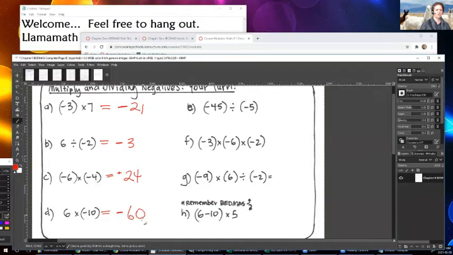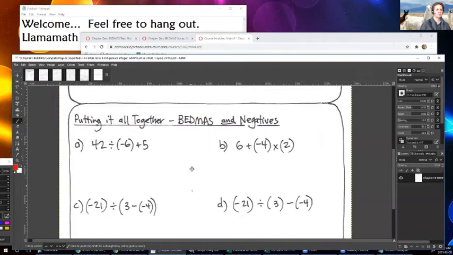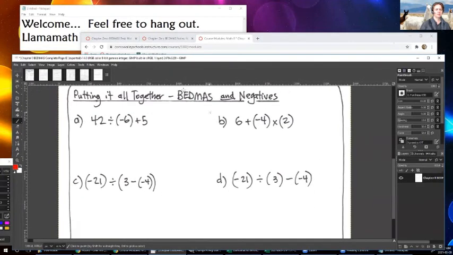And we're going to work through it. And we'll cover these ones in a minute too. I just want to do the putting it all together, so the BEDMAS and the negatives. And then what I'll make sure to do is to really be more efficient in my talking next session.